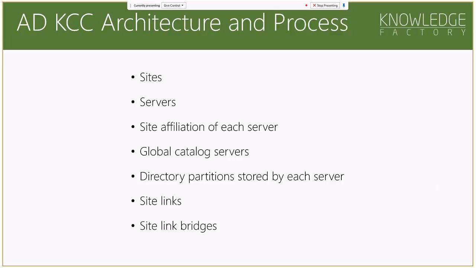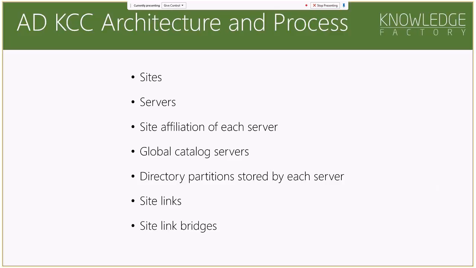So the ISTG creates a view of the replication topology for all sites, including existing connection objects between all DCs that are acting as bridgehead servers. The ISTG then creates inbound connection objects for servers in its site that it determines will act as bridgehead servers and for which connection objects do not already exist. So the scope of operation for the KCC is the local server only, and the scope of operation for the ISTG is a single site.